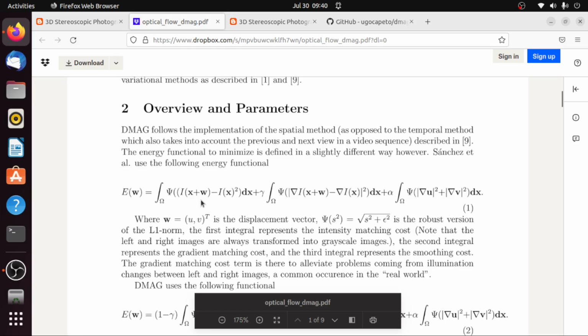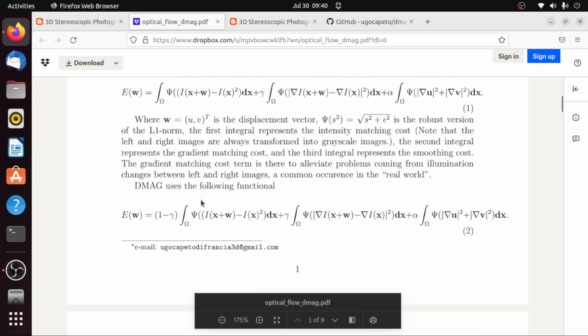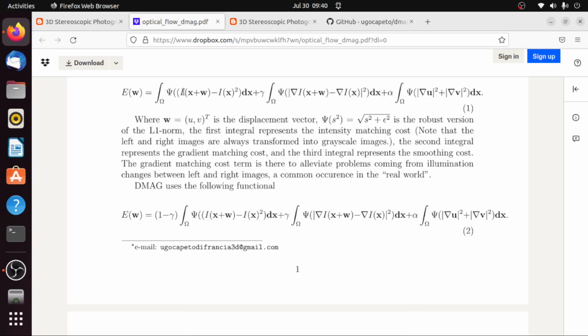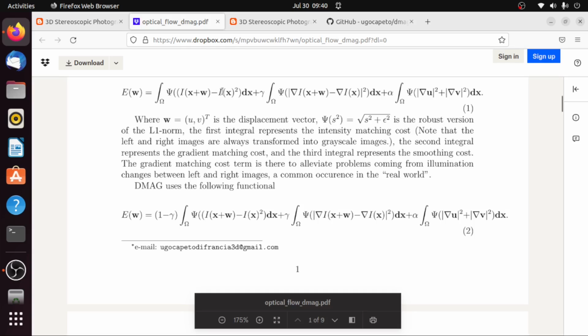Okay. This is annoying. Let me see if I can get rid of this. I don't know if I can. Okay, let's look at this quickly. The energy is the same as before. So you have I(x + W) minus I. Here, this I is the I of the right image, and this is the I of the left image.